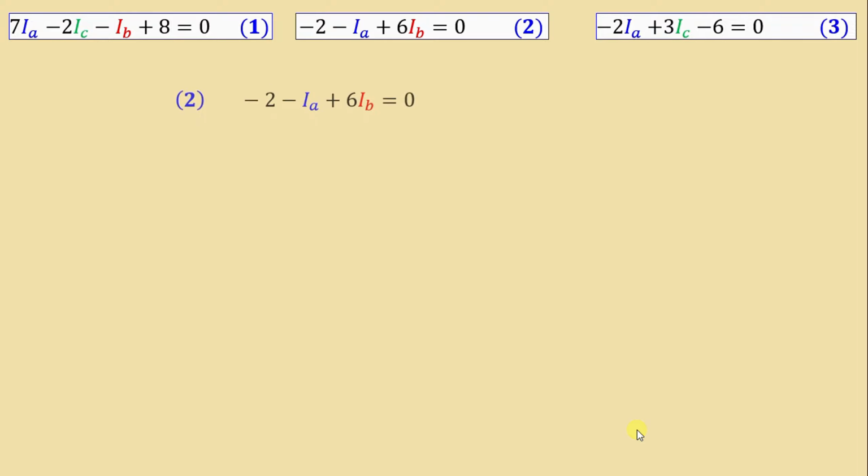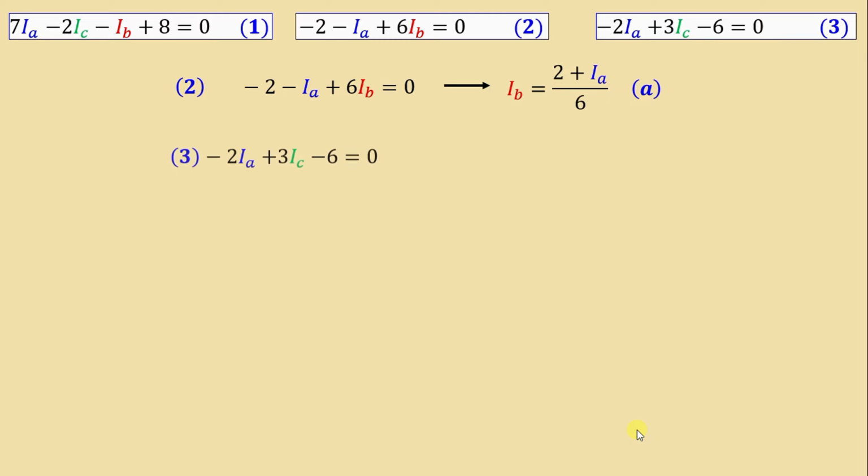Let's start with equation number 2. We have negative 2 minus IA plus 6IB is equal to 0. Then we can write IB in terms of IA. IB is equal to (2 plus IA) over 6, and I will call this equation A. I go now to equation number 3. We have negative 2IA plus 3IC minus 6 is equal to 0. Then I can also write IC in terms of IA. IC is equal to (2IA plus 6) over 3, and I will call this equation B.